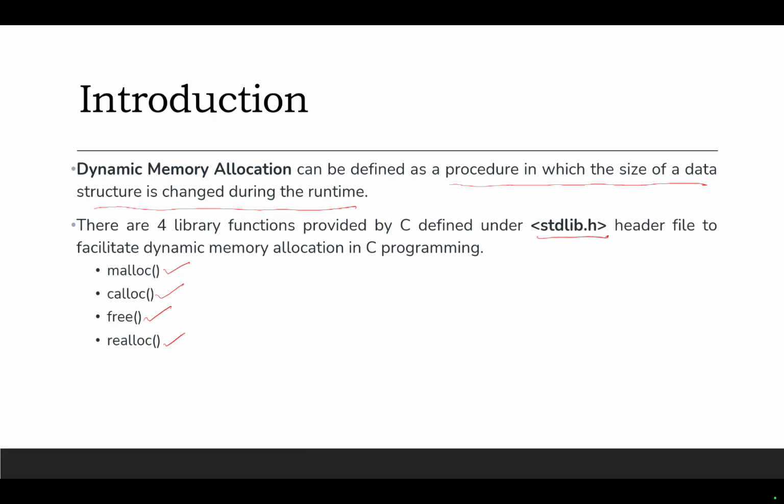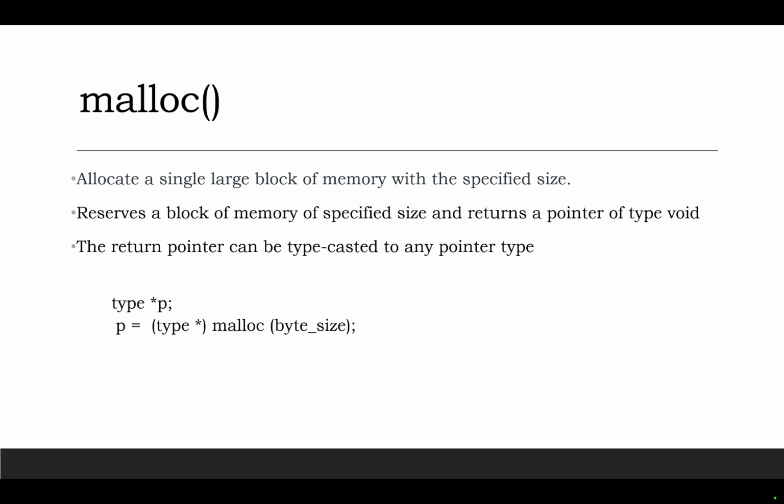Malloc means memory allocation, calloc means contiguous allocation, and realloc means reallocation. Now we will see them one by one. The first one is malloc.